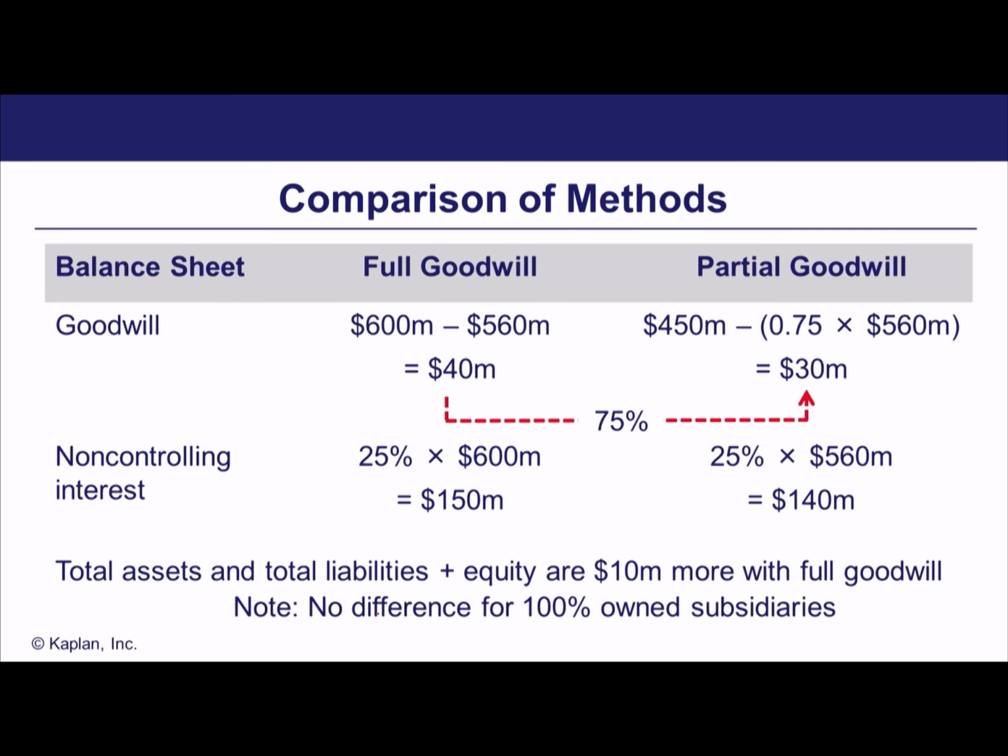Okay, so you can see the calculations here very clearly. Our full goodwill being the fair value of the subsidiary minus the 100% of fair market value net assets. Whereas partial goodwill, you can see it as price paid compared to our share of fair market value net assets. And you can see the difference, 40 million, 30 million, under full goodwill, therefore our goodwill in this example is 10 million higher.